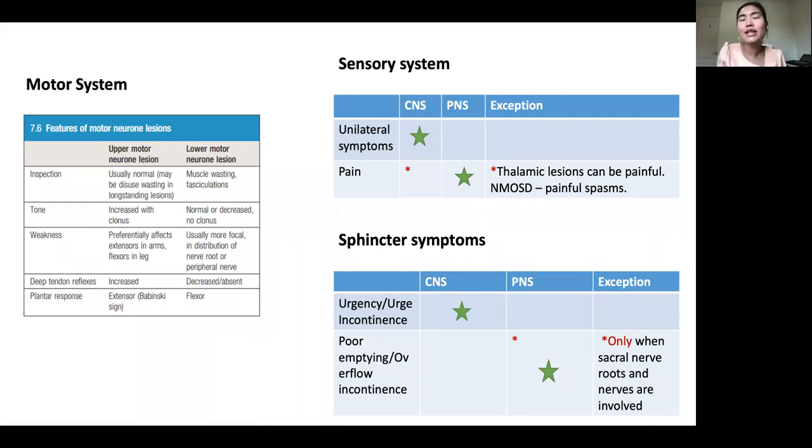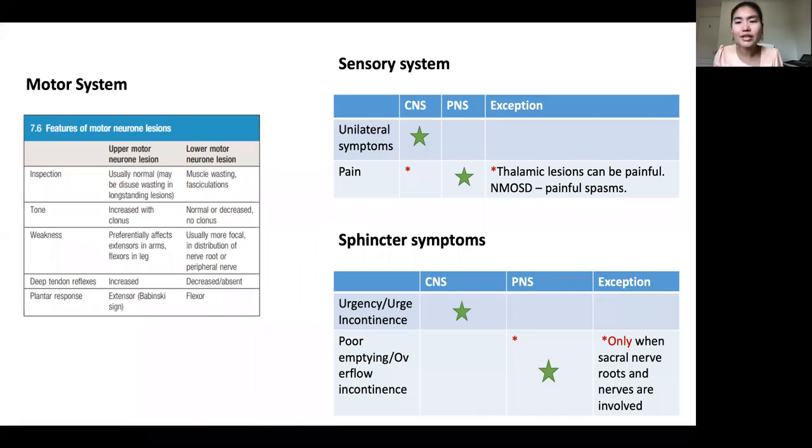And in sensory system examination, if a patient presents with sensory symptoms only on one side, that's likely to be a central nervous system problem. If it is multifocal, then we'll think about a peripheral nervous system problem. And if a patient complains about pain, we'll think about a peripheral nervous system problem. However, there are some exceptions. For example, thalamic lesions. Thalami are deep structures, located deep inside the brain, so central nervous system structures. However, when the thalamus is involved because of stroke or tumor, etc., you're going to see a patient presenting with significant pain.